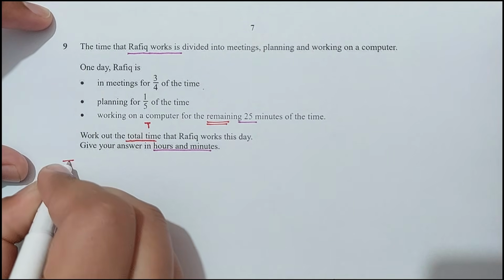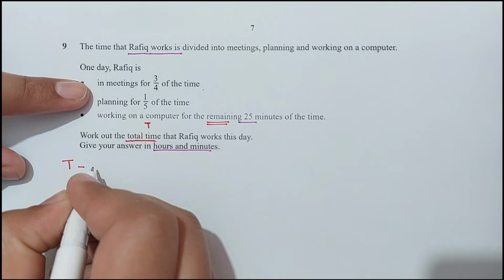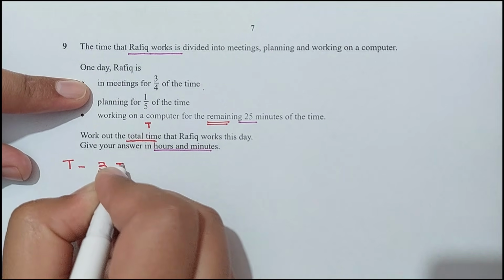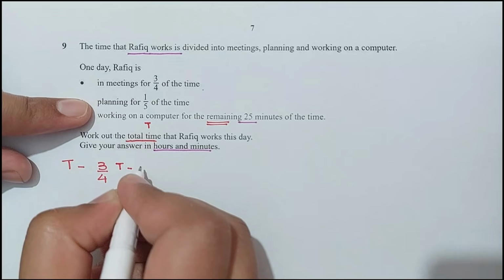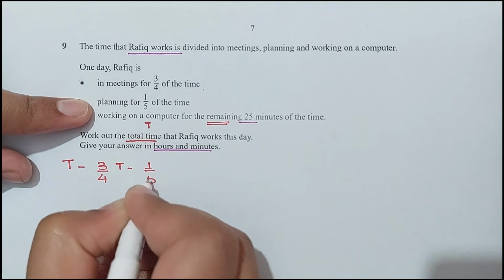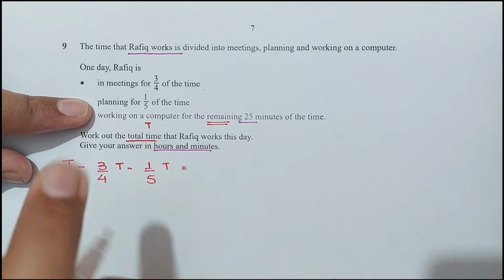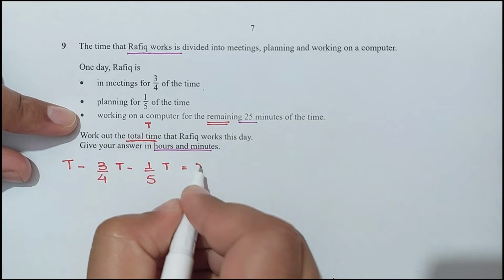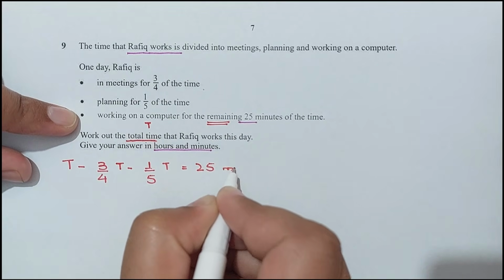So from the total time T, we have to subtract the time spent on meeting, which is 3 by 4 of T. We have to subtract the time spent on planning, which is 1 by 5 of T. And after subtracting, this would be equal to the remaining 25 minutes. This is in terms of minutes.